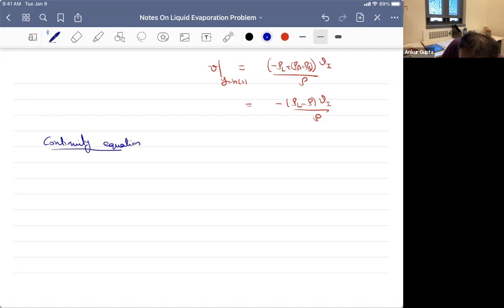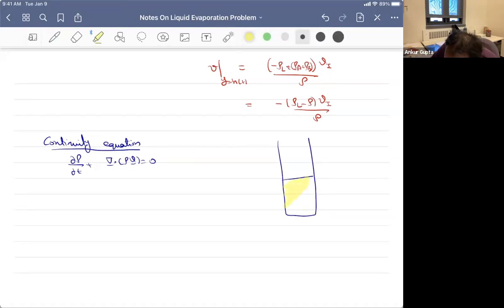So if you want to use the continuity equation, I remember that the continuity equation is ∂ρ/∂t plus ∇·(ρv) equals 0. And this is our system. I again want to remind everyone that this equation is always applied in each phase. It cannot go across the interface. This is at each phase, and then we will do an interfacial balance.